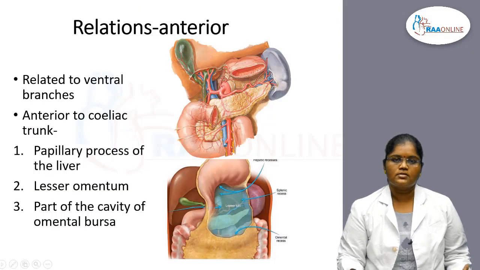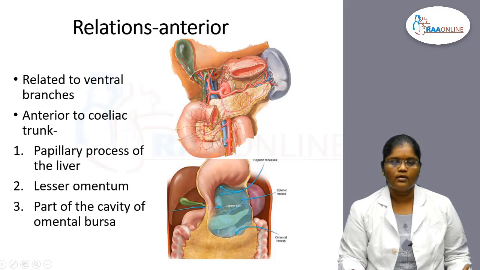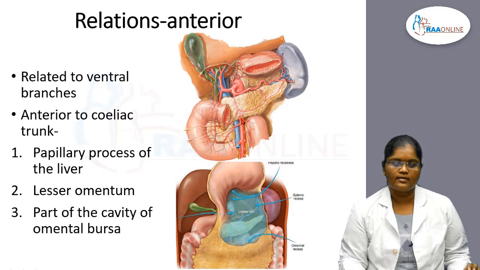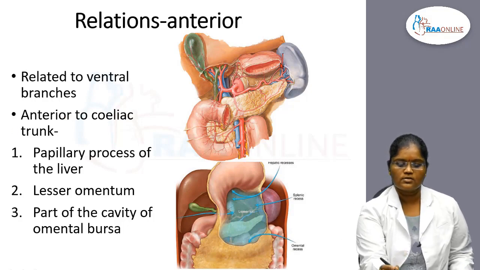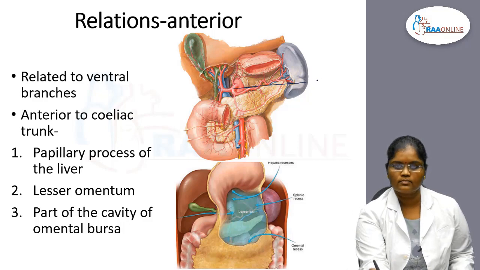The relations of the abdominal aorta: the anterior relations, that is, those lying ventral to the abdominal aorta. There are some ventral branches of the abdominal aorta related anterior to it. They are the celiac trunk, superior mesenteric artery and inferior mesenteric artery. Then anterior to the celiac trunk, there are some structures. This is the celiac trunk.